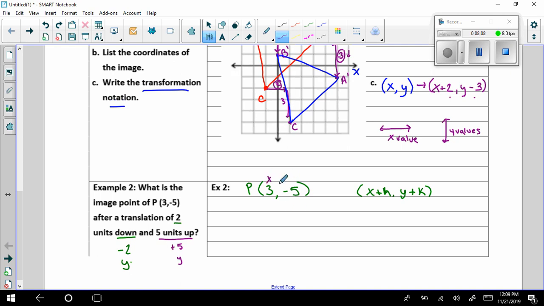So this is x, this is y. We didn't go any left, right, which means that in P prime, that x value gets to stay the same. But our y, we need to take away 2, and then we need to add 5. So that's -7 plus 5 is -2. And that is our P prime.